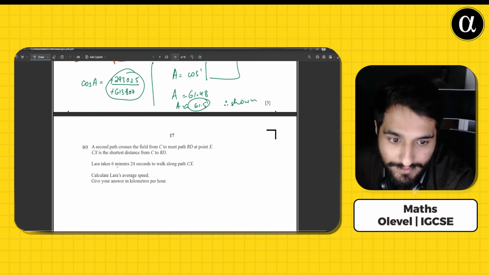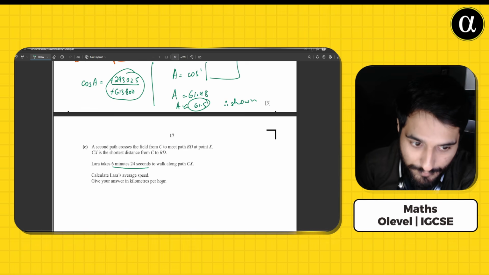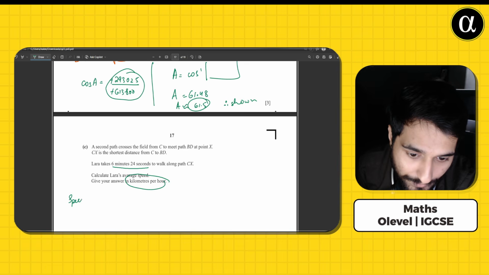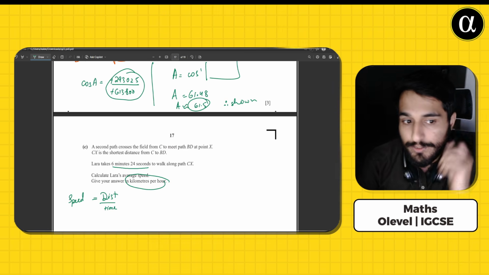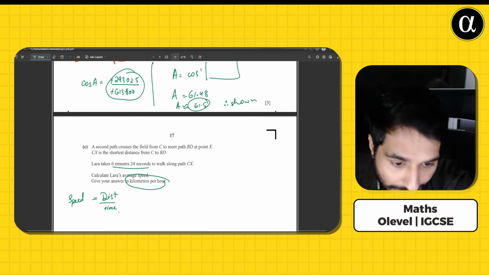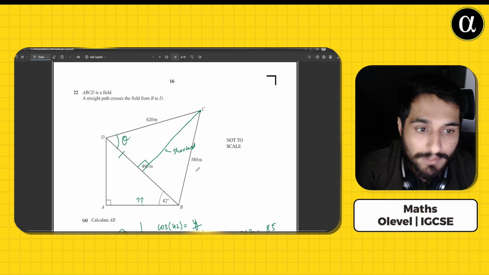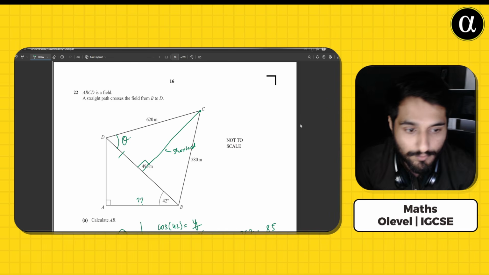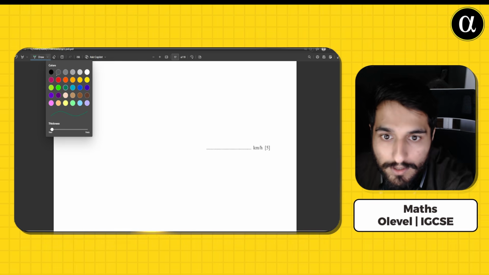Now this is going to be really nice because the time is in minutes and seconds, and we're supposed to calculate this in kilometers per hour. We need to know that the formula for speed is distance over time, or average speed is total distance over total time. Now we know the time, but we don't know the distance. How can we calculate the distance? For that we may have to consider this right angle triangle, which is CDX. So we'll draw the triangle CDX.